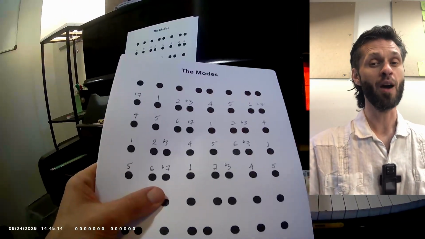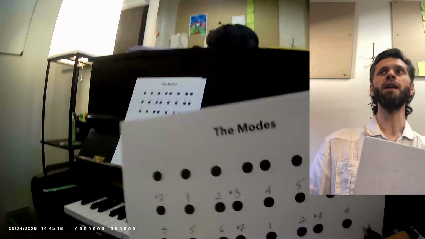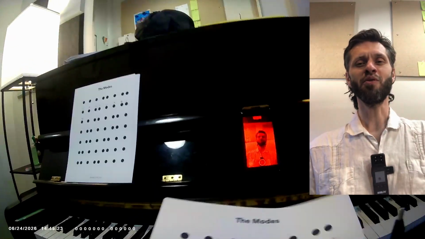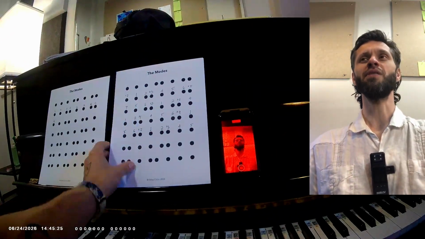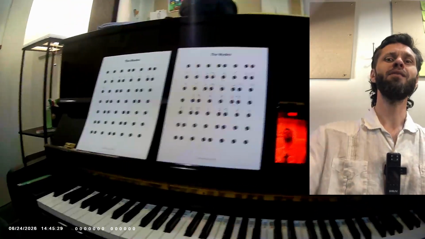Interesting. You could do this with how many modes? All of them. You could do that with all of the modes. And you could do it not just with all of the modes, but you can do it with all of the absolute pitch names, like all of the letters from the musical alphabet. And you can do it in all 12 keys.